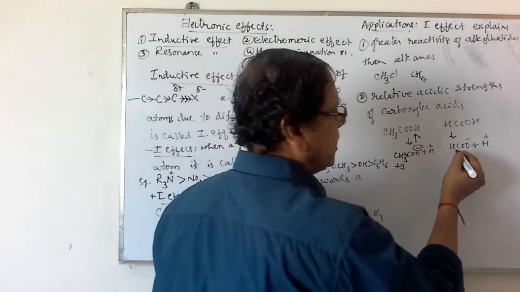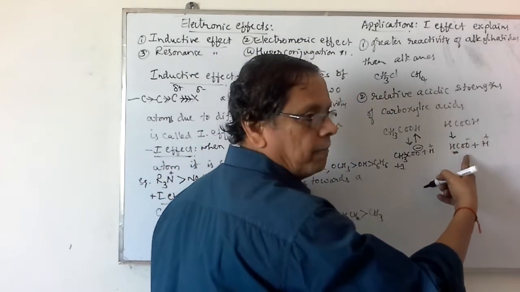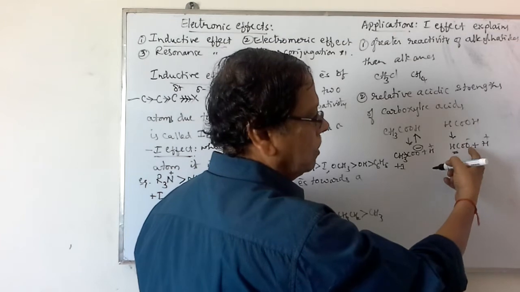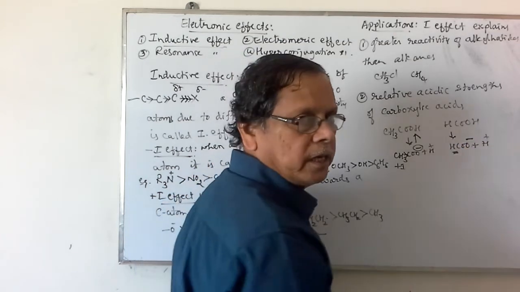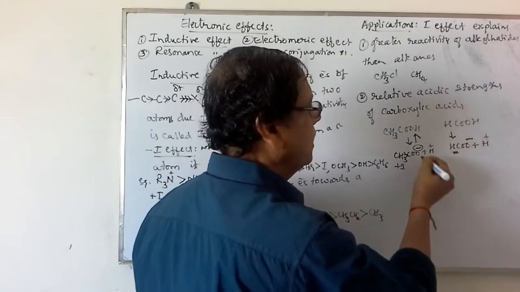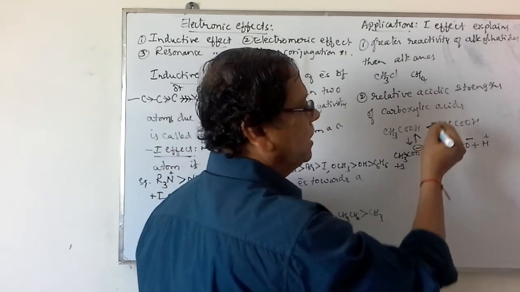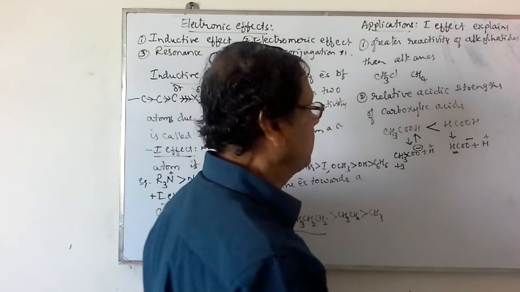Formic acid is more ionized because there is no inductive group. That's why there is not much tendency for this COO- to attract the H+. That's why acetic acid is a weaker acid than formic acid.